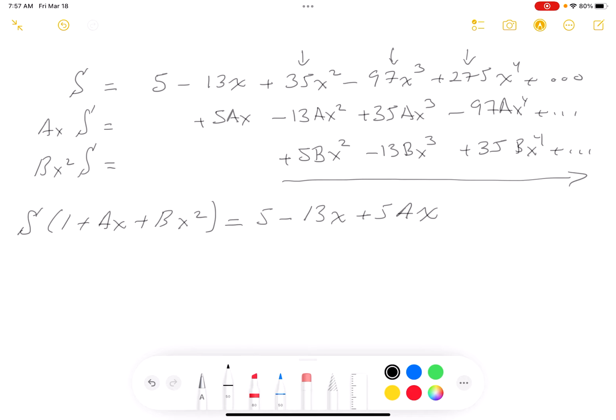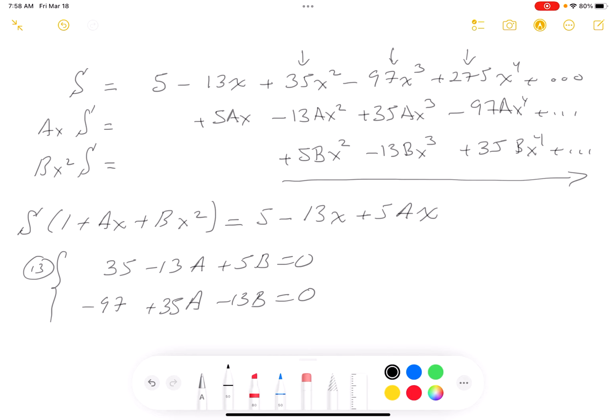So what would this mean for me? It would mean that 35 minus 13a plus 5b would have to equal 0. And the next one would be minus 97 plus 35a minus 13b would be equal to 0. All right, it looks a little difficult, I'll be honest with you. But let's give it a shot. Boy, it looks like a deja vu all over again, doesn't it? I'm going to multiply the top equation by 13 and the bottom equation by 5. And let's see what we get there.